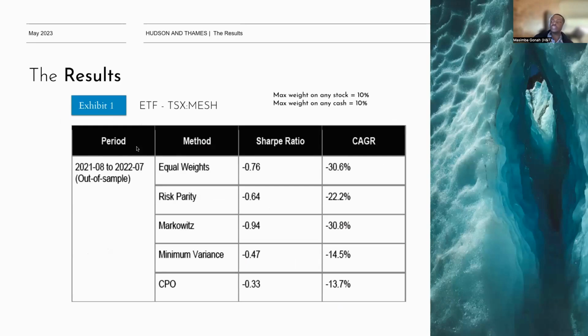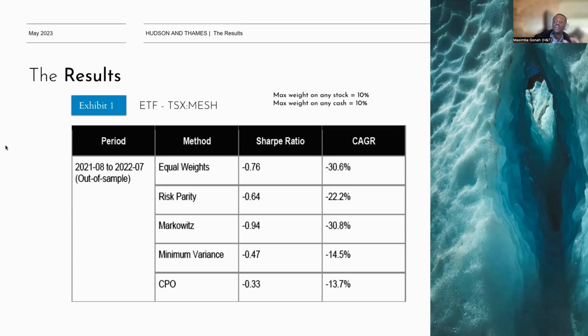So we have exhibit one. We have an ETF. I didn't know what this ETF was, so I had to Google. It's actually a Canadian exchange traded fund, but it's good to learn. The constraints they put were a maximum weight on any stock of 10%, and a maximum of 10% in cash. Note, cash does not necessarily mean actual cash. It could mean that, but cash could also mean an investment in a risk-free asset, for example, a treasury bond.